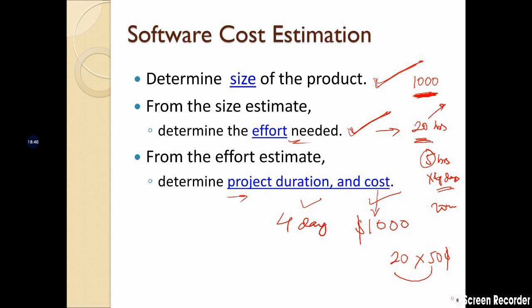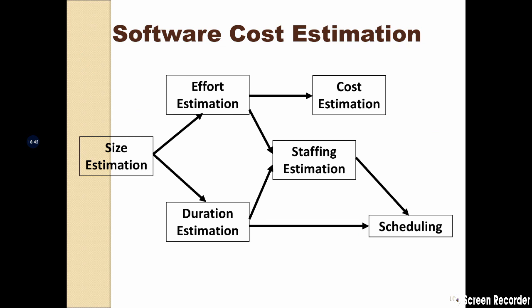Alright, now there are different techniques of finding the cost. This is a graphical representation of whatever I discussed. Once you find the size, from the size you can find the effort and the duration. And from the effort you can find the cost, because whatever your effort is, like say 8 hours, you can multiply by the per hour rate and get the cost. Now once you have the effort and the duration, the estimation for staff will be found out from there.